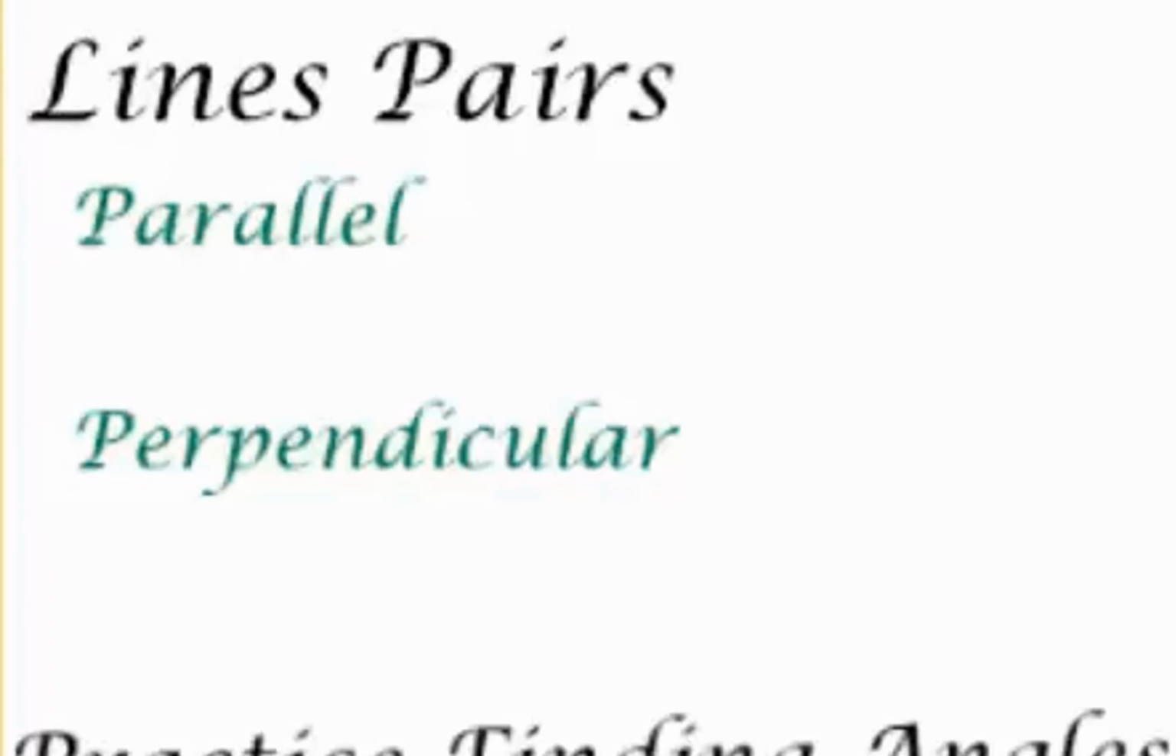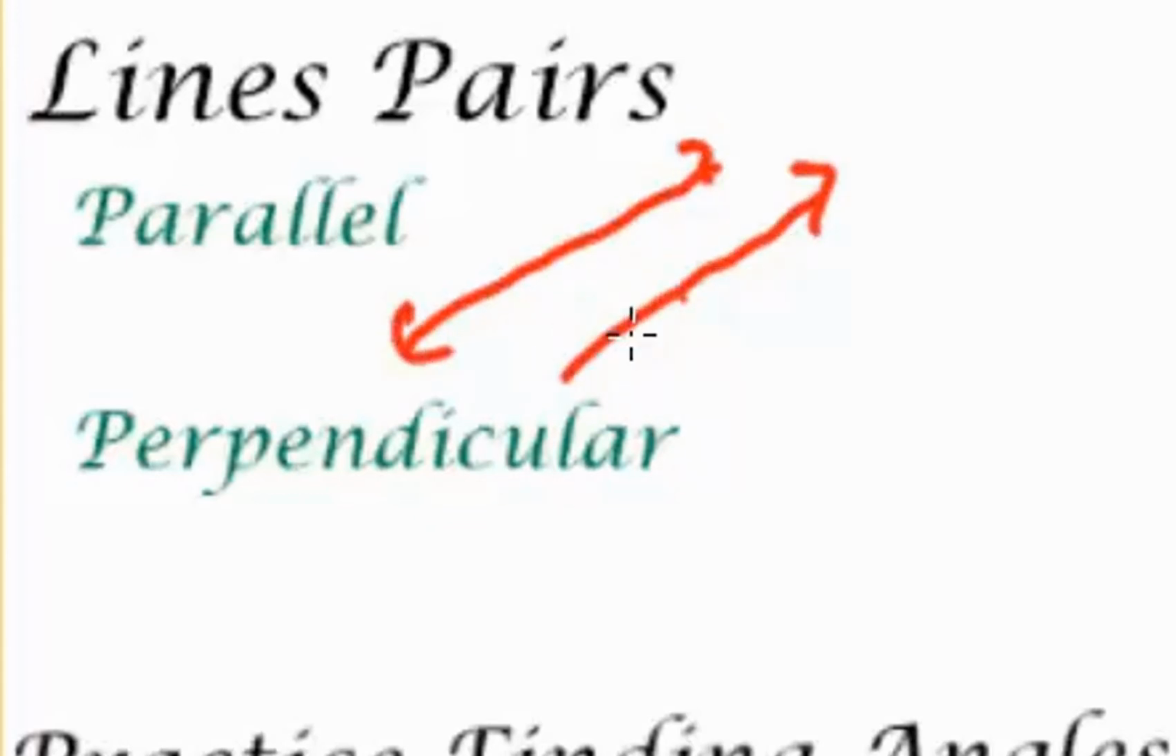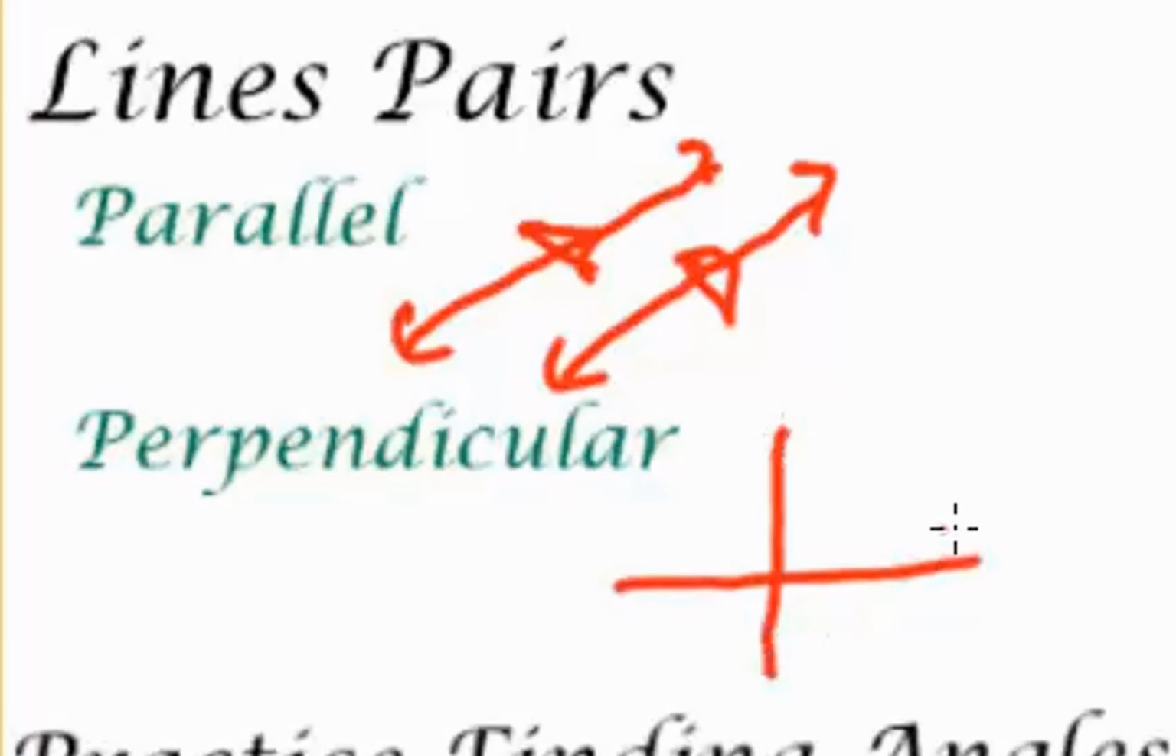Now, angles deal with line pairs, and sometimes lines are parallel, and sometimes lines can be perpendicular. With parallel lines, no angles are made because parallel lines never intersect. They never touch. For as long as they go on, we'll never see them intersect, and they are demonstrated here with the two arrows. Perpendicular lines, on the other hand, do intersect, and when they intersect, they create a 90-degree angle, a right angle.